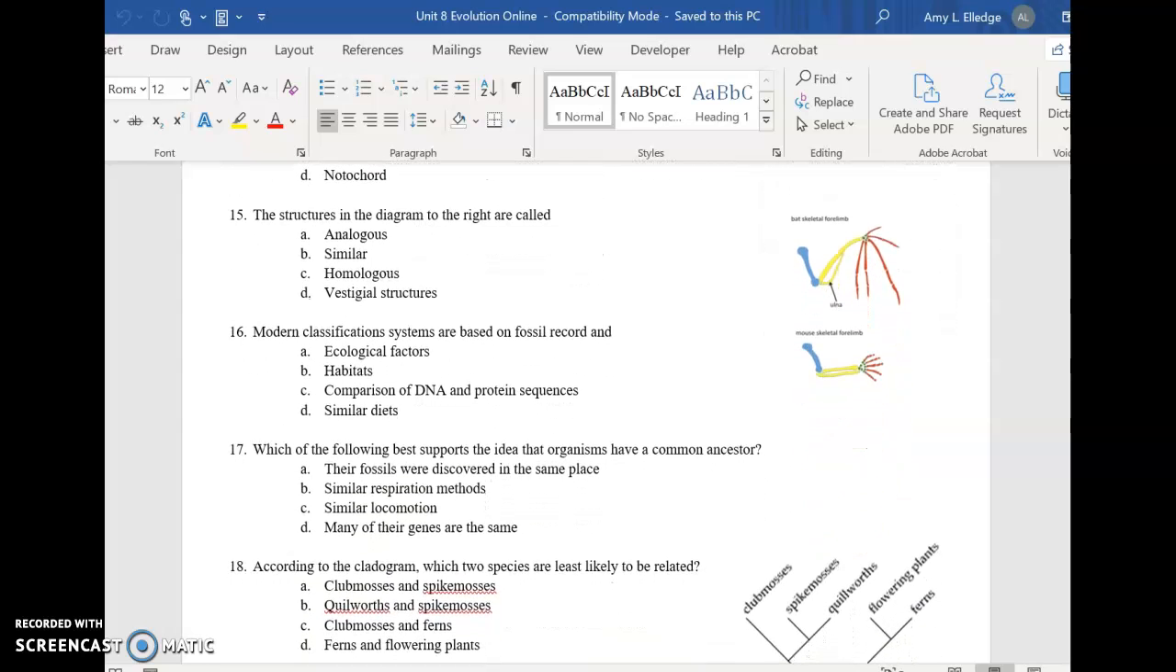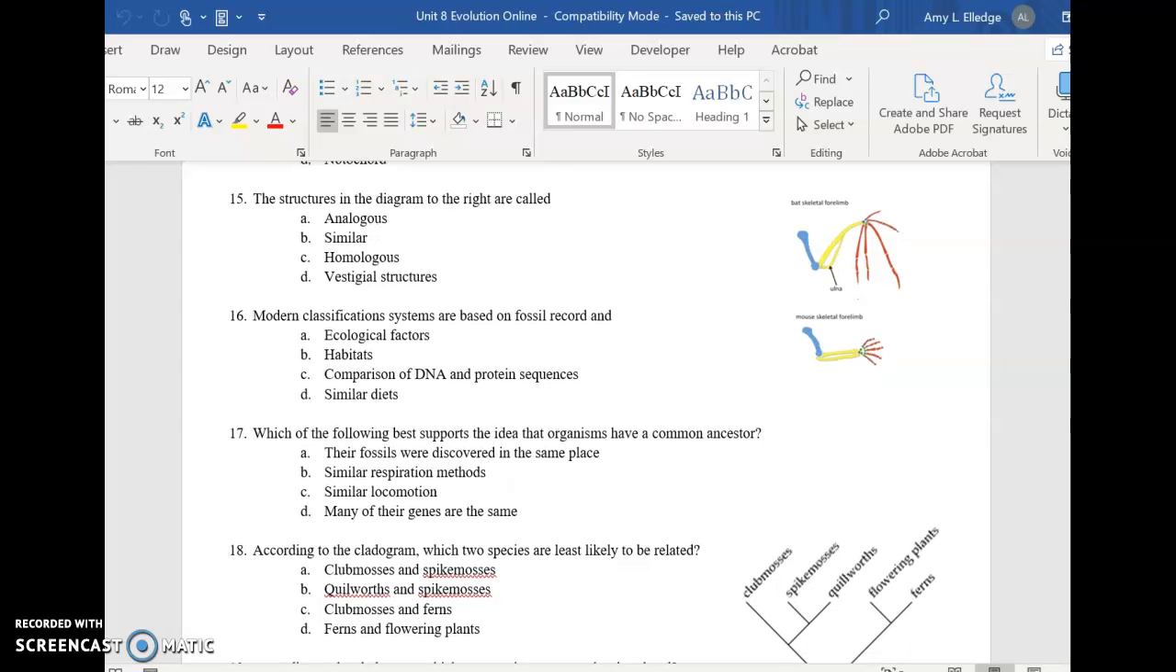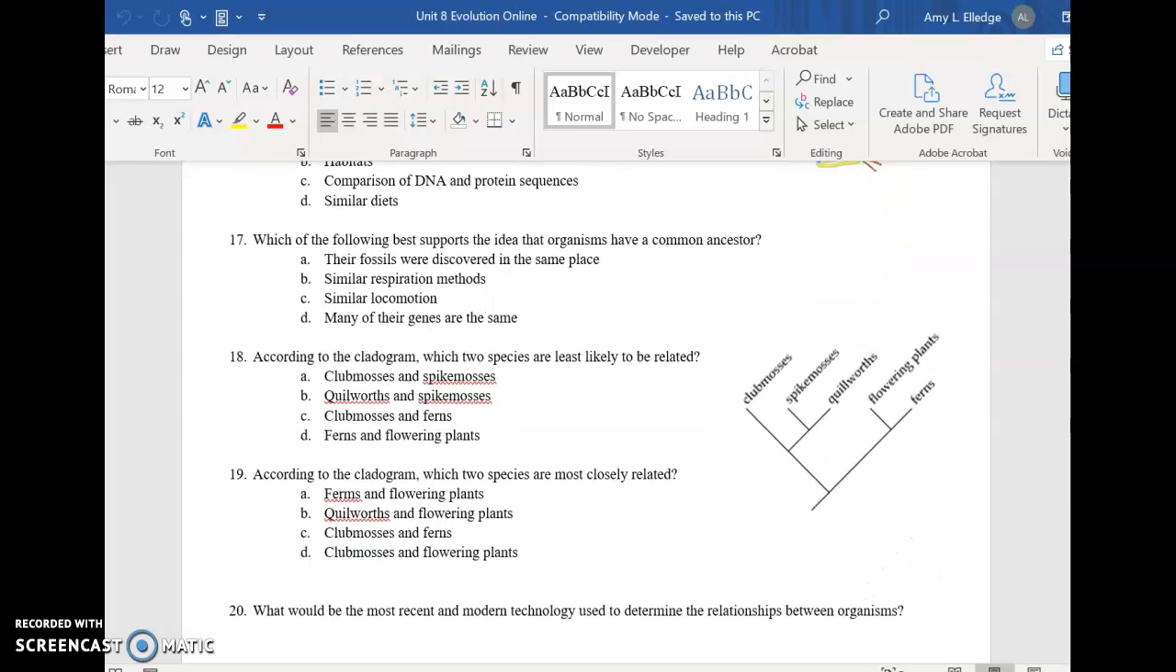15, the structures in the diagram to the right are called, well, these are the same structure, 1 bone, 2 bone, blobbies, phalanges. On both of them, they are the same. They're homologous. 16, modern classification systems are based on fossil records and C, comparison of DNA. Not your diet, not even your habitat, certainly not ecological factors like weather and stuff like that, no. All right, so DNA is what we use.